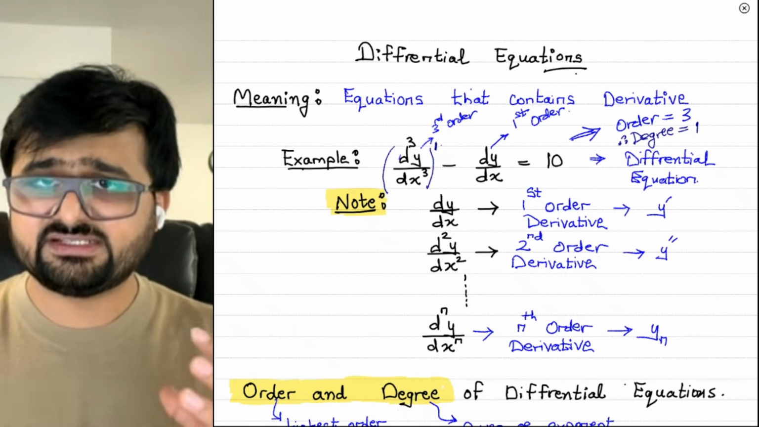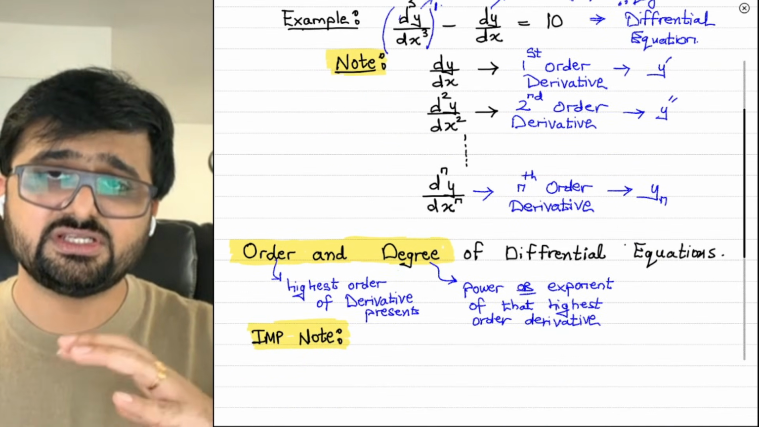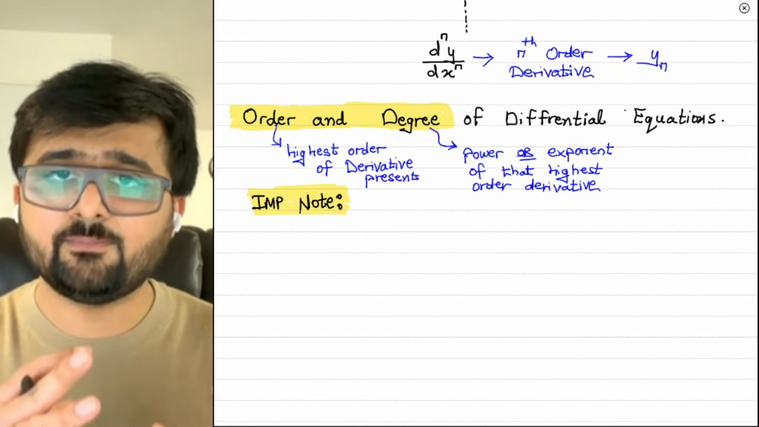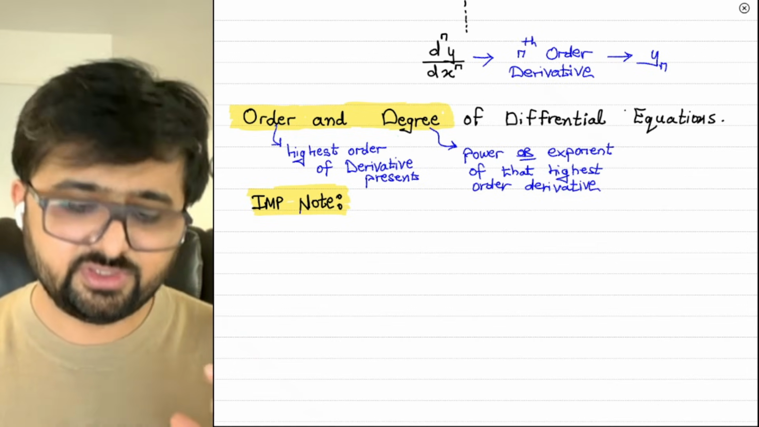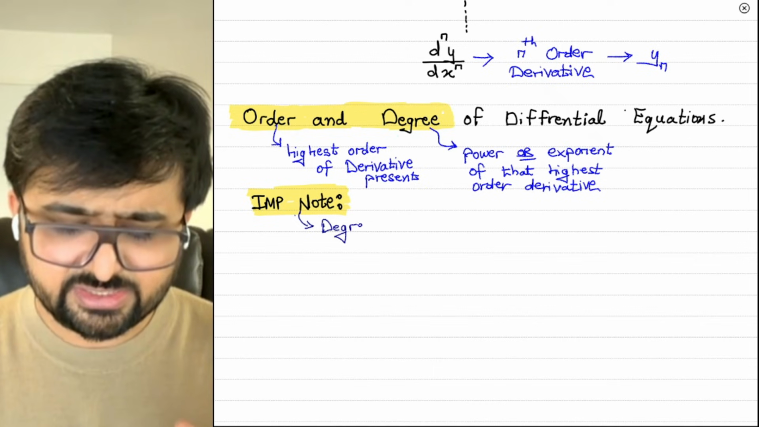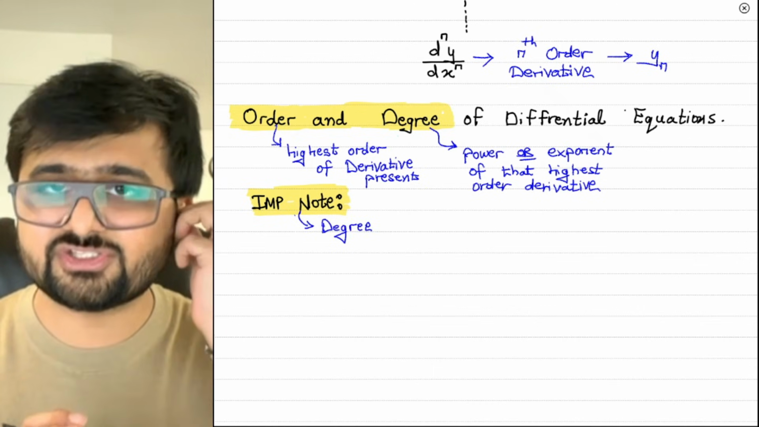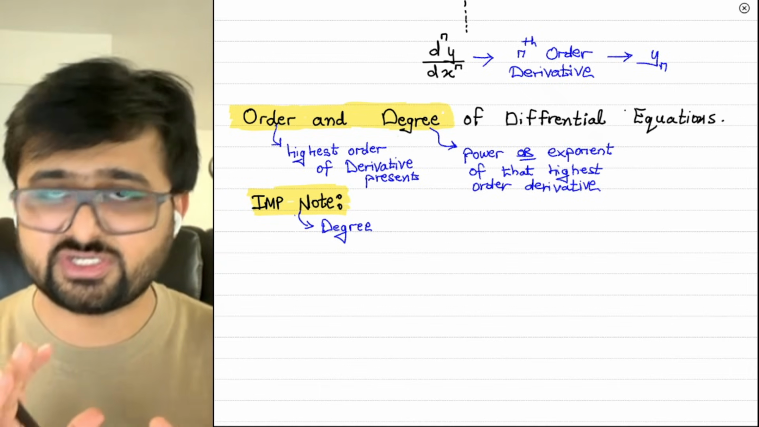Okay, so I hope the distinction is clear between what is the order of a differential equation and what is the degree of a differential equation. Now, there is an important note that I would like to highlight, and I would like you students to remember, regarding the degree of a differential equation. There is a situation when the degree of a differential equation is not defined. Let's see what that situation is.